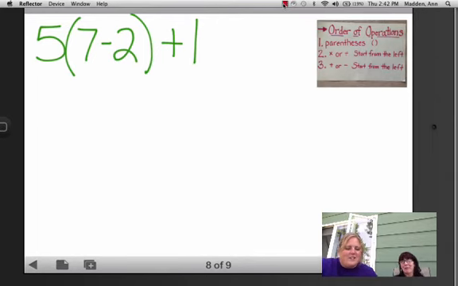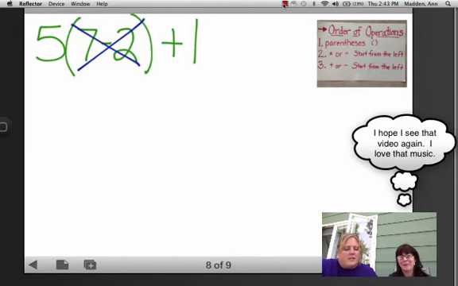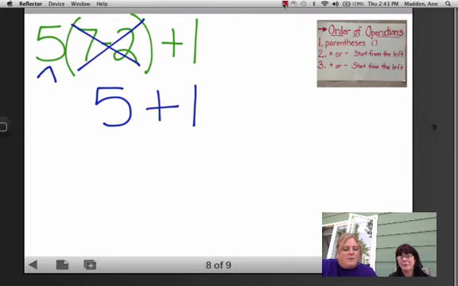All right, let's take a look at this one. This is our last example that we're going to do together. We'll do a lot more in class tomorrow. First thing I need to do is look for parentheses. 7 minus 2 is 5. I'm going to write down the rest of my problem. Now what happens with this 5 up here? I'm not sure what to write in the middle right here because there isn't any addition, subtraction, multiplication, or division sign. Remember from our multiplication lesson, any number that is next to parentheses means that it is multiplication. So that would be 5 times 5 plus 1.